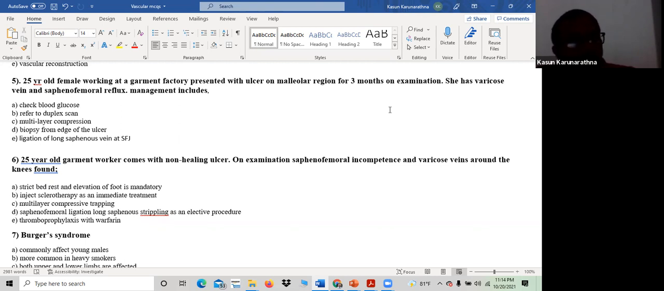There's a risk of infection, of surgical site infection. Still, you do the surgery and remove the etiology for the ulceration. Then the ulcer starts healing. Right? That's that.